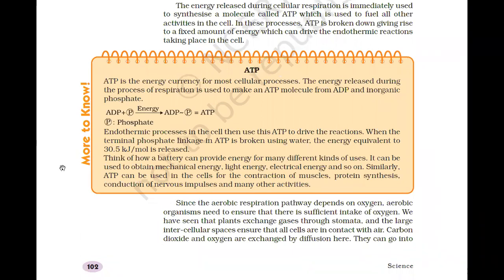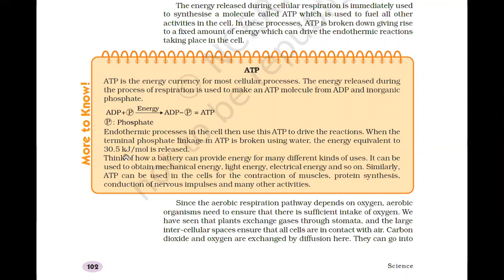More to know: ATP. ATP is the energy currency for most cellular processes. The energy released during the process of respiration is used to make an ATP molecule from ADP and an inorganic phosphate. Endothermic processes in the cell then use this ATP to drive the reaction. When the terminal phosphate linkage in ATP is broken using water, the energy equivalent to 30.5 kilojoules per mole is released.